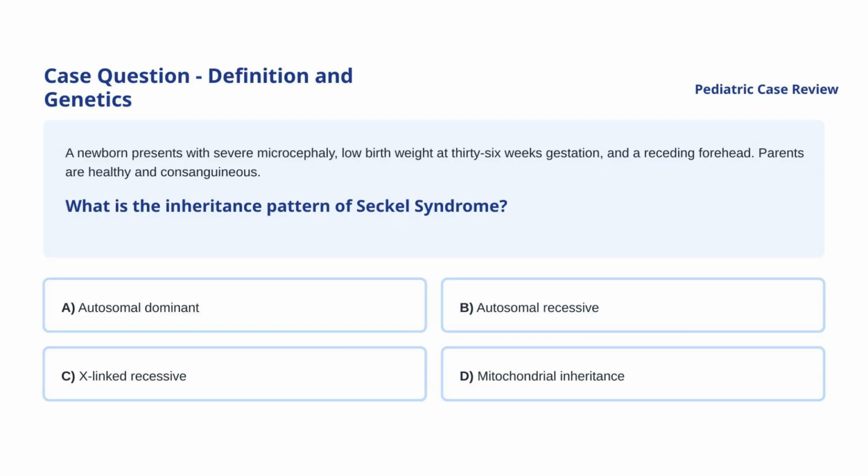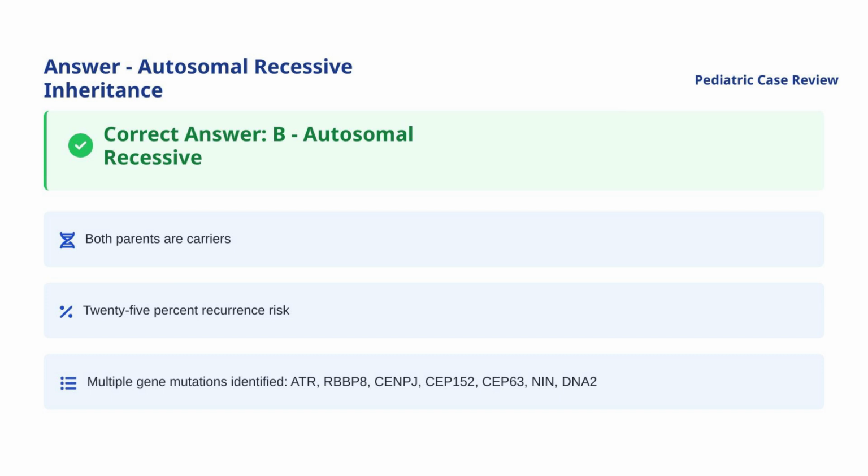A newborn presents with severe microcephaly, low birth weight at 36 weeks gestation, and a receding forehead. The parents are healthy and consanguineous. What is the inheritance pattern of Seckel syndrome? Option A, autosomal dominant. Option B, autosomal recessive. Option C, X-linked recessive. Option D, mitochondrial inheritance. The correct answer is B, autosomal recessive.